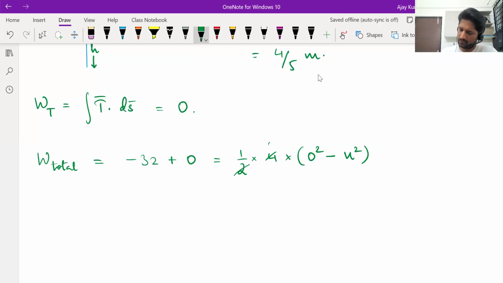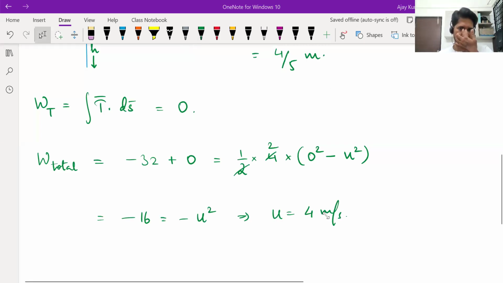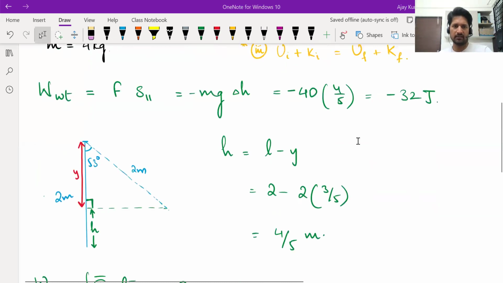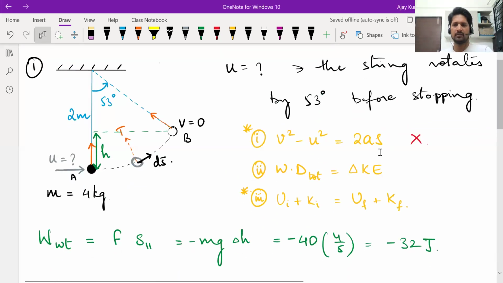So 4, this is 2 times 32 and 2 is 16. So minus 16 is equal to minus u square. That means u square is 16. So u becomes 4 meters per second. If you give the bob that much speed at the bottommost position, the string will rotate by 53 degrees maximum. We solved this using work kinetic energy theorem. There is another way also to solve, the last one, mechanical energy conservation.